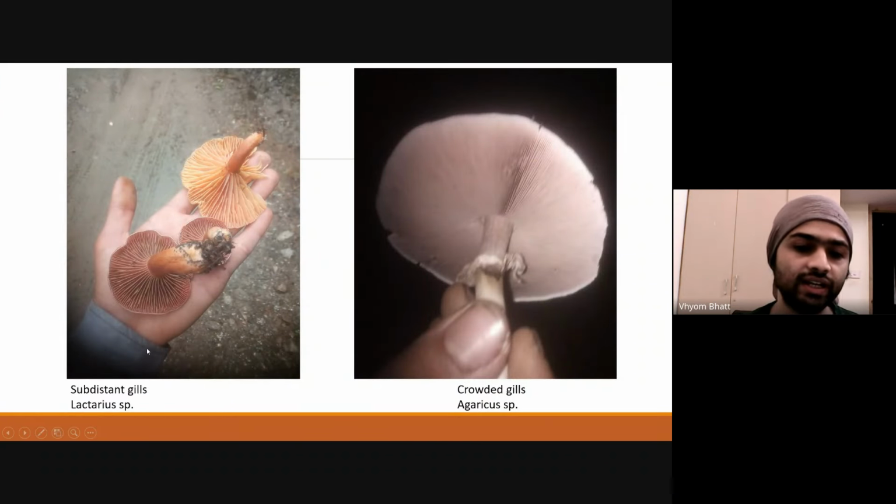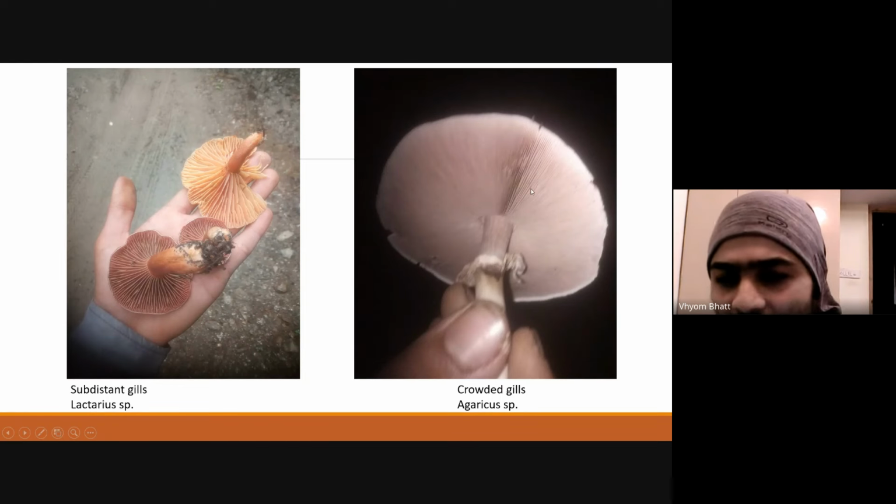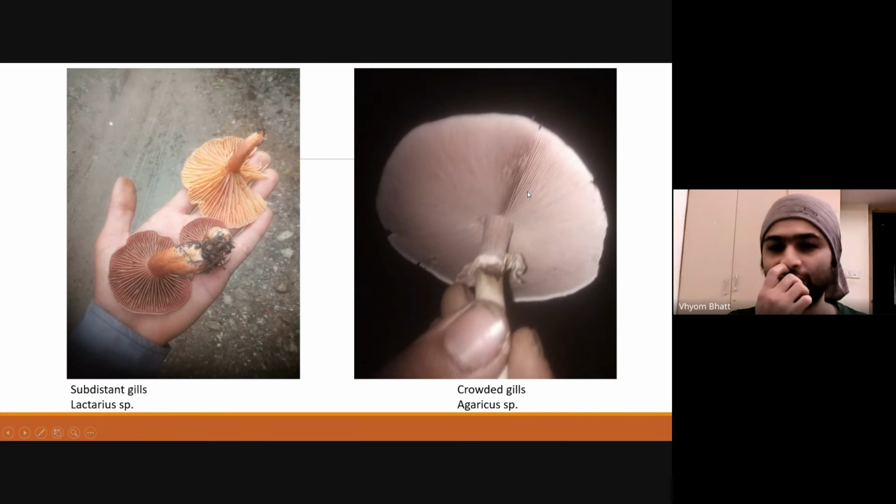Then you have subdistant gills like those of Lactarius. This I found in Himachal. This time I did not even know what this mushroom is, but I was so happy to see these geometries. This is also an Agaricus. Sorry for not using a very clear picture, but in this part you can see how crowded it is. This is an example of crowded gills, where you cannot see the back part of the cap.